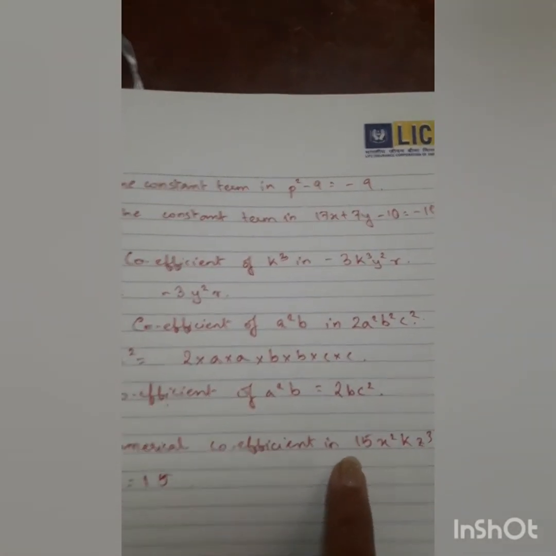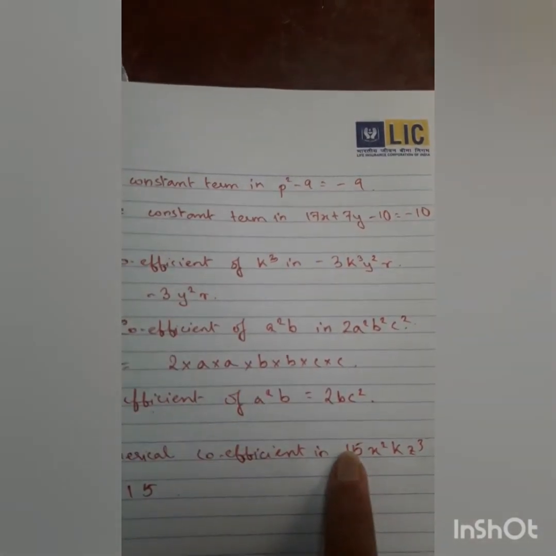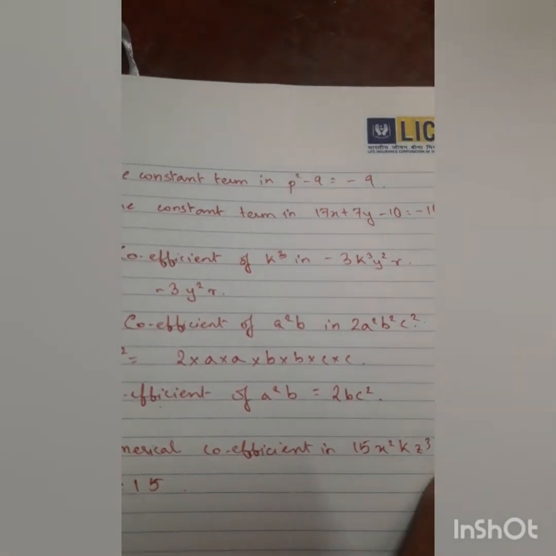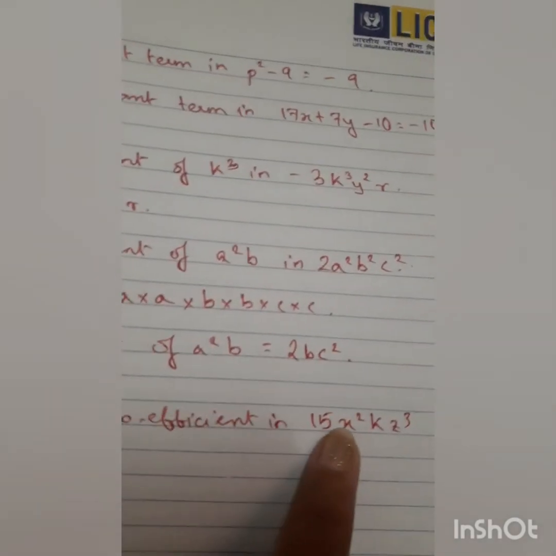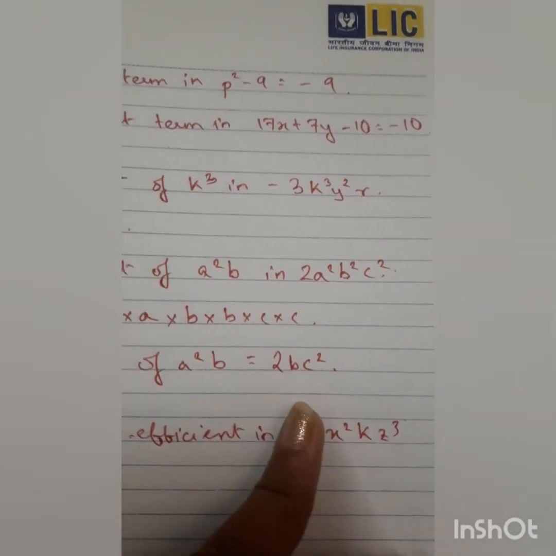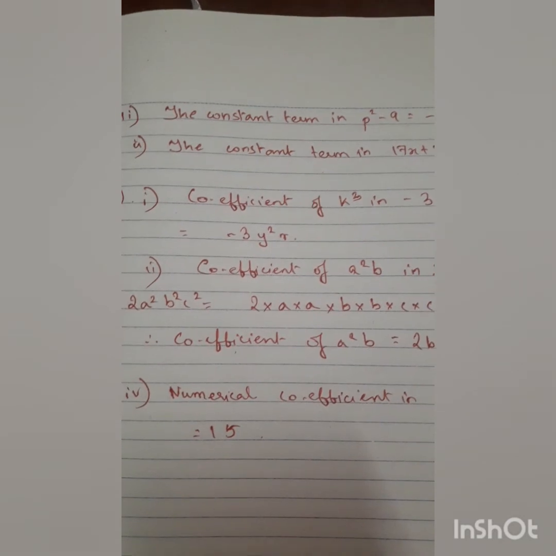Next, part 4, numerical coefficient in 15x square k z cube. Numerical coefficient means the number. So here 15 is the only number, others are literals. So we will write this equal to 15. If you had literal coefficient, then instead of 15, whatever the letters are there, you would have to write that. So I hope you were clear with this, children.